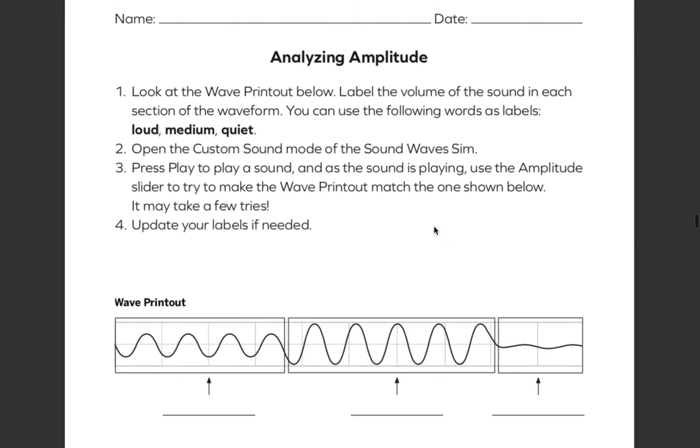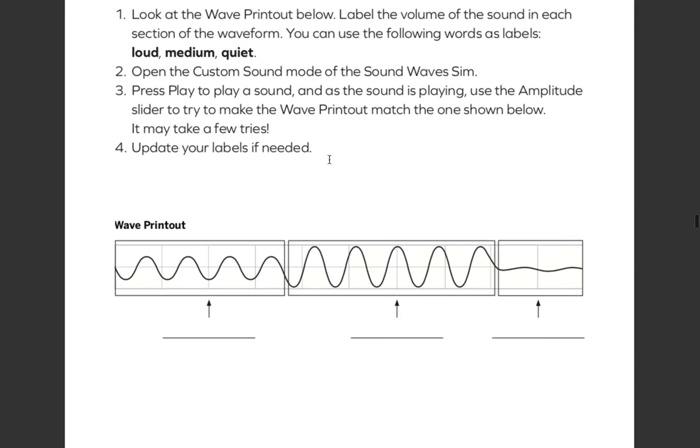And this one is really simple. All you guys need to do is you can use the sim again to help you with this if you need to. Otherwise, I just need you to look at this wave printout down below. And each of these boxes here or lines here, you're going to write loud, medium, or quiet. So looking at this wave printout, does this look like a loud, medium, or quiet wave? So that's all you do on this page.